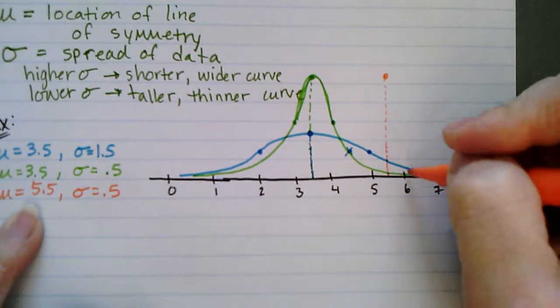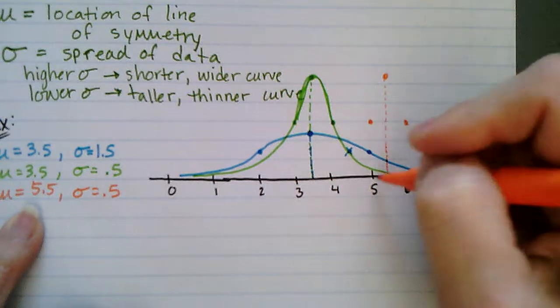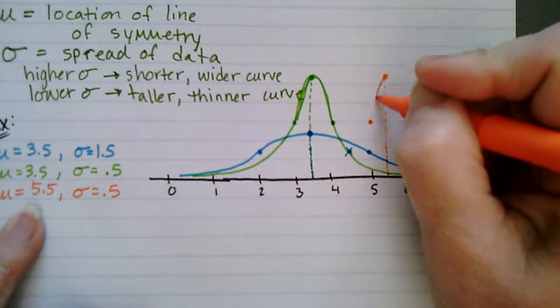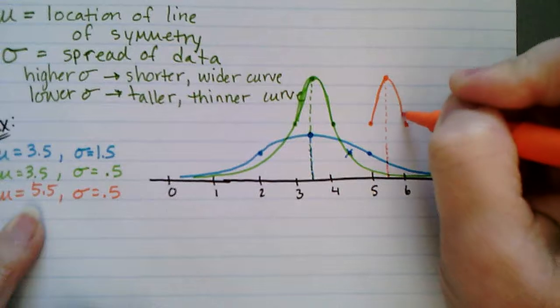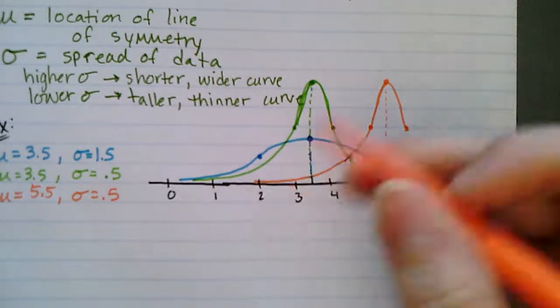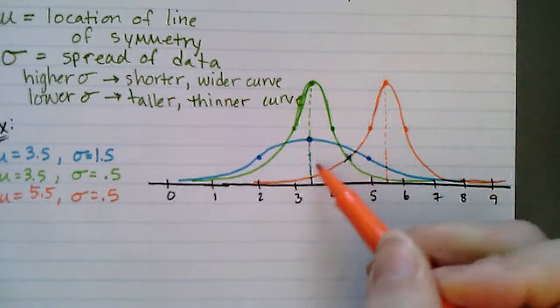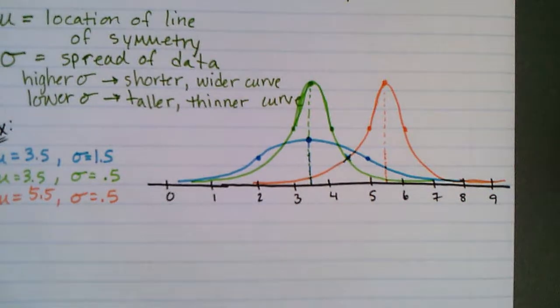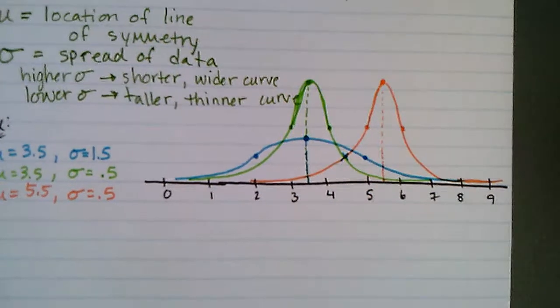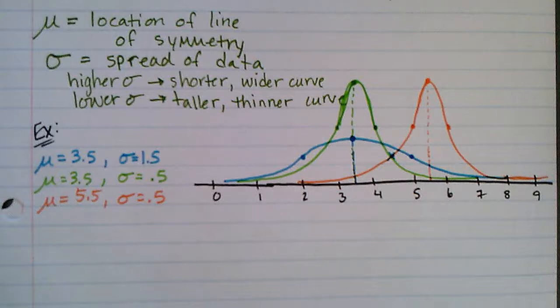So that means my one standard deviation points will be at 5 and 6. My orange curve and my green curve should be the same shape, just shifted from each other. But my green curve and my blue curve would have the same peak height. So that's how I can compare based on the mean and the standard deviation.